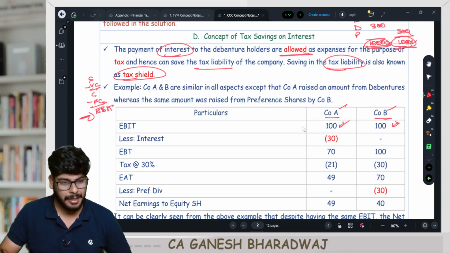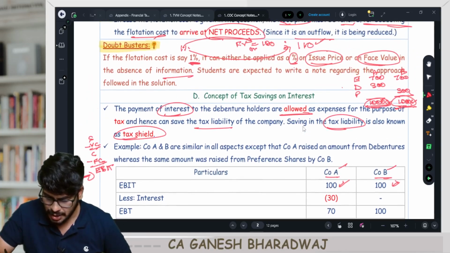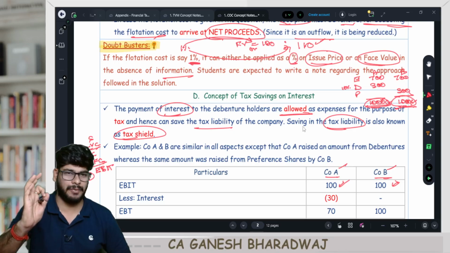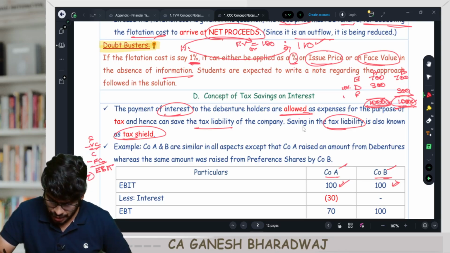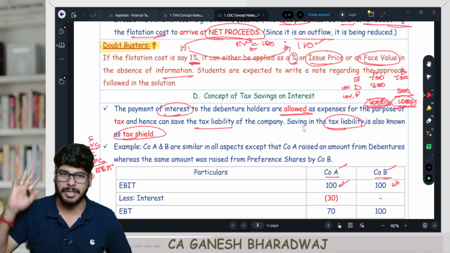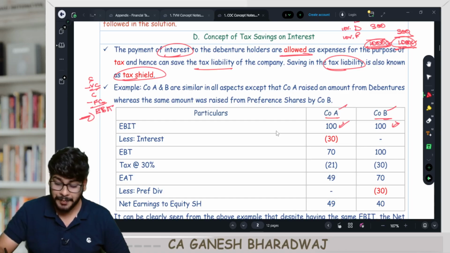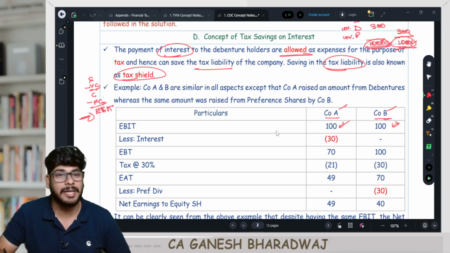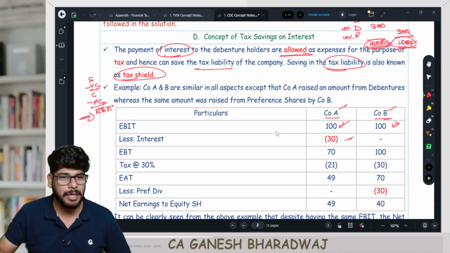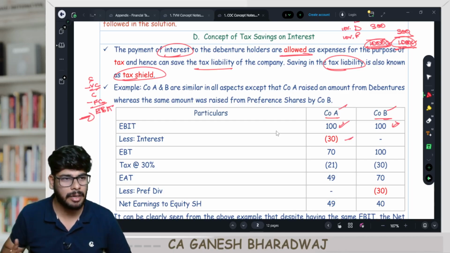Now what happened? Company A paid an interest of 30 crores. Let us say that is 10%. These debentures carry a cost of 10%. These preference shares also carry a cost of 10%. That is also the same for both companies. So now, less interest: for company A, it is 30 crores. For company B, interest is not there, so it is nil. Clear with this?